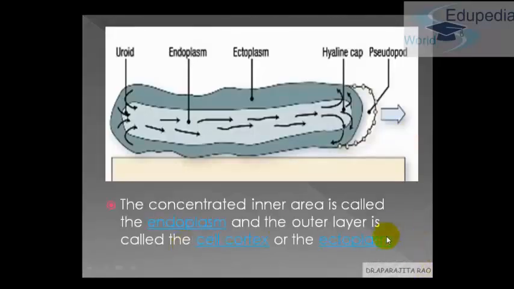That we are going to deal with is endoplasm and ectoplasm. You can see it here in the diagram. Endoplasm is the concentrated inner area. Okay, and ectoplasm is not that concentrated.